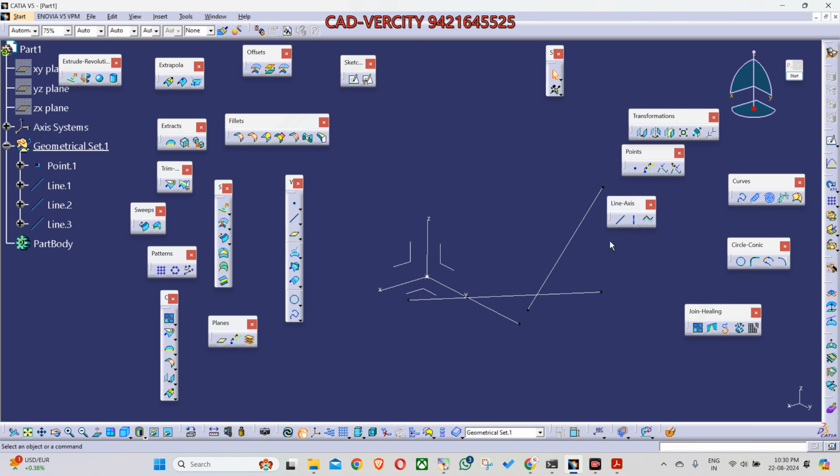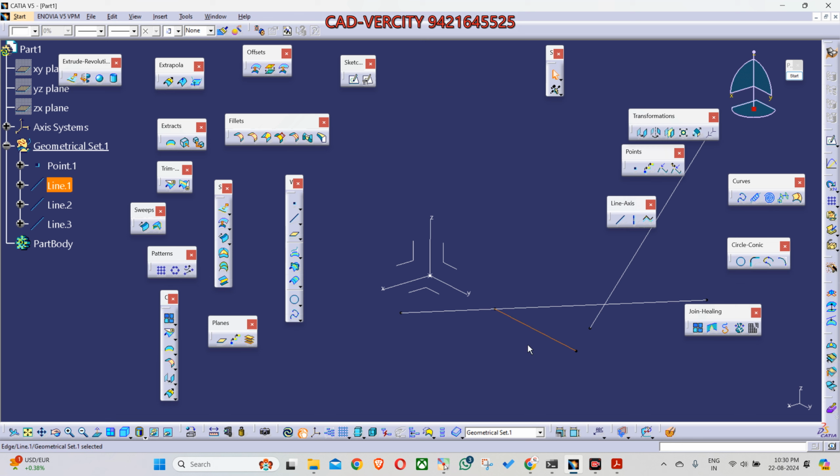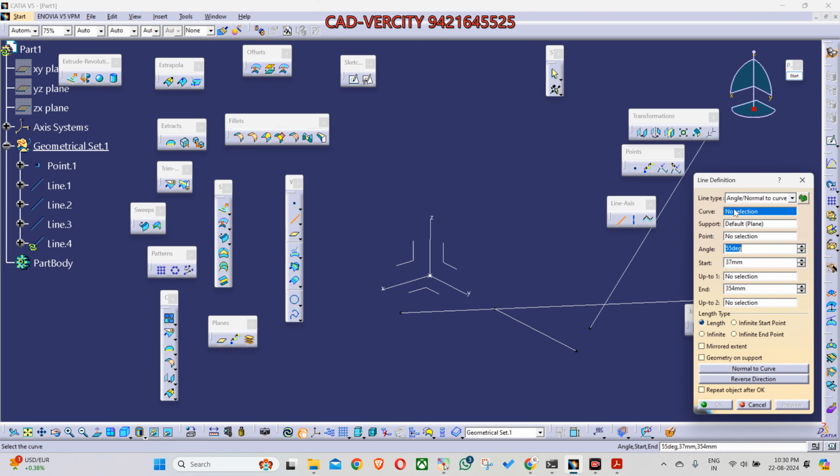Let's see. Can we use this axis as our curve instead of a curve? Previously, two times we have used this line as a curve. Can I use z, y, or x as a curve? Let's try. Line, angle, normal to curve. Curve is my z. Point I will use origin, or let's say this one. Again, I'm using this same point.